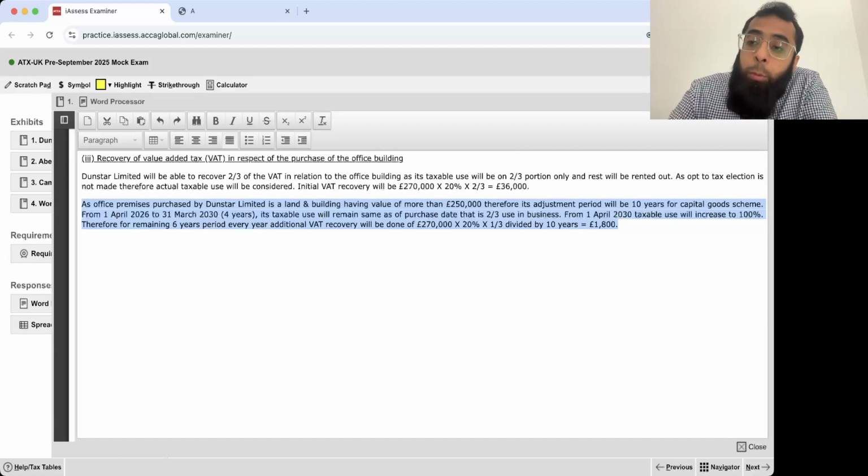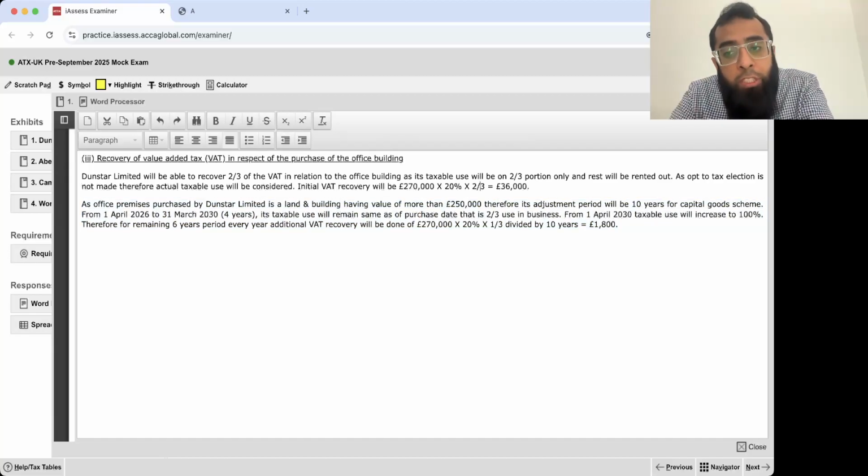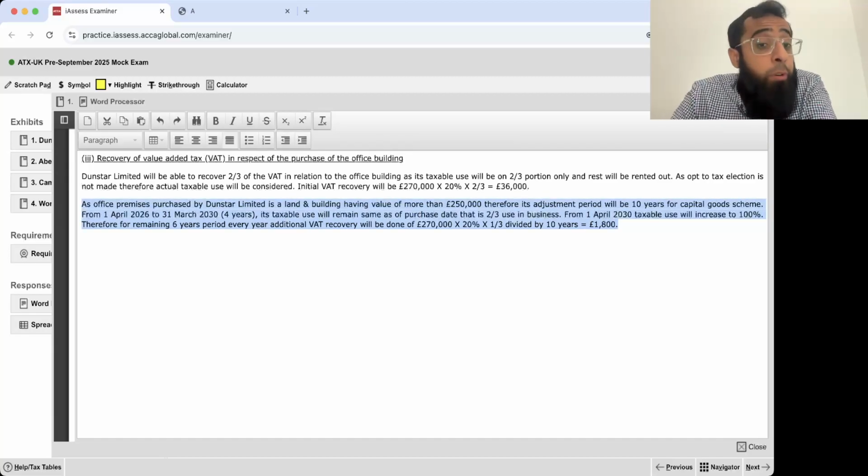so the adjustment period will be 10 years. From 1st April 26 to 31st March 30, taxable use will remain the same as of purchase date, that is 2/3 use in business. So in those 4 years, no additional change because you have already recovered according to 2/3. From 1st April 30, taxable use will increase to 100%. Therefore, for the remaining 6 years, you will have to do additional recovery. You will be getting additional recovery because you recovered 2/3 only.